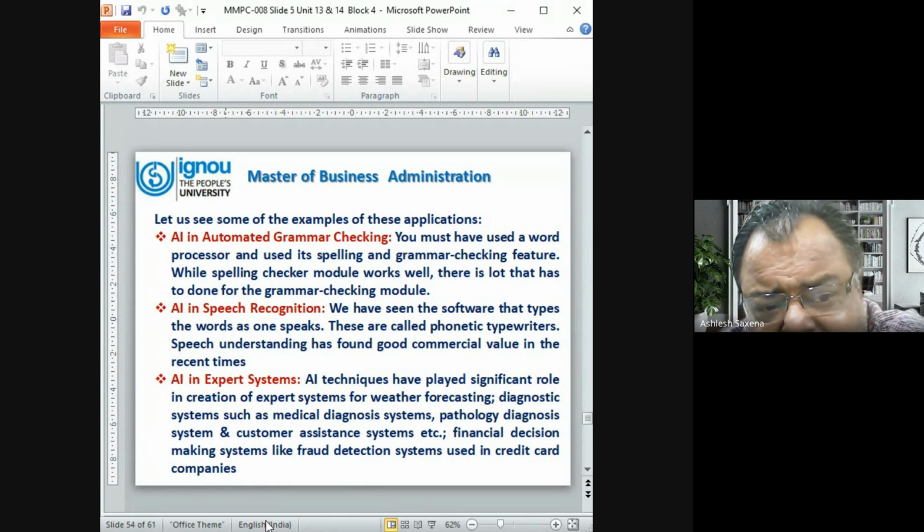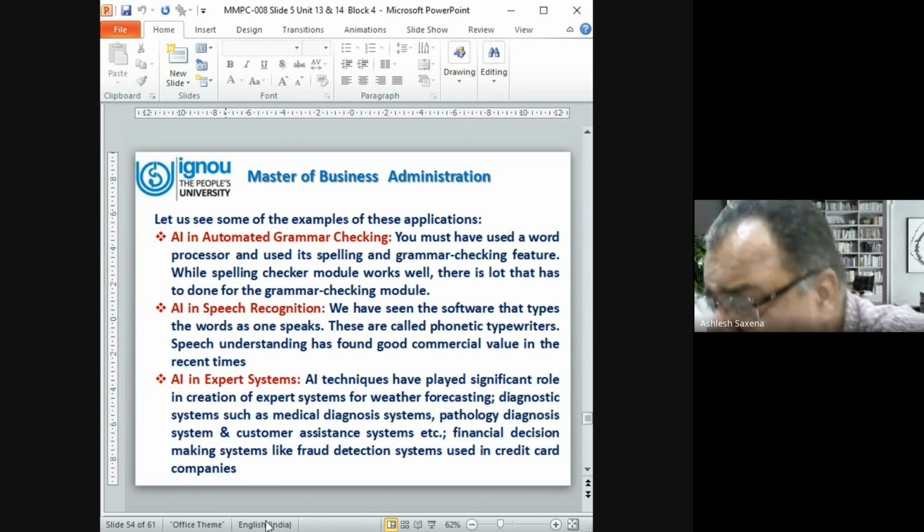Artificial intelligence in speech recognition. We have seen the software that types the word as one speaks. They are called phonetic typewriters. Speech understanding has found good commercial value in recent time.